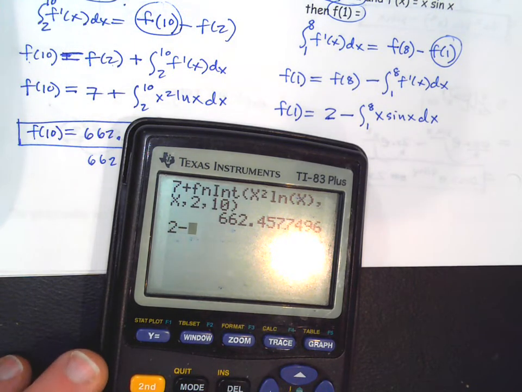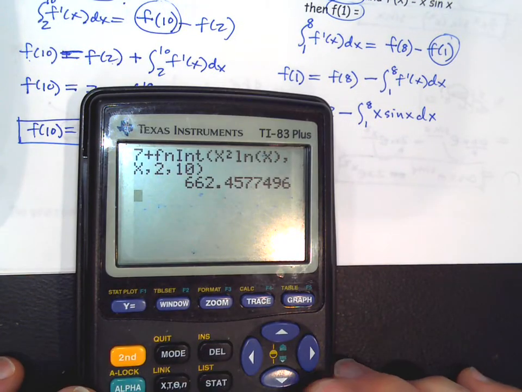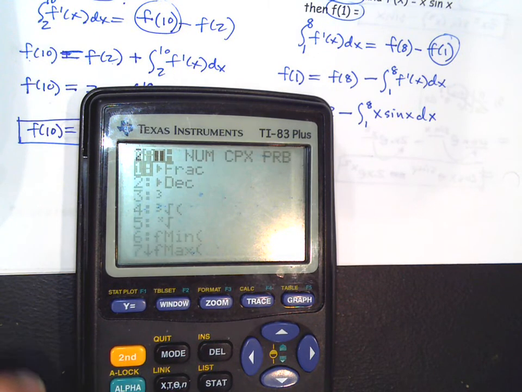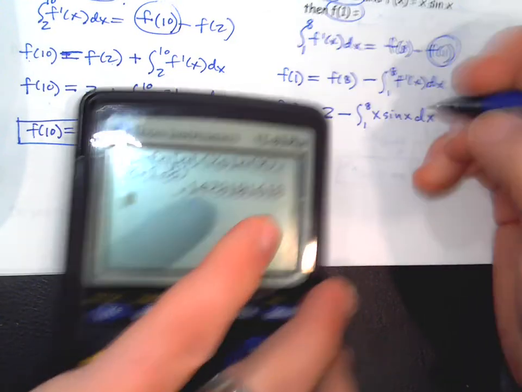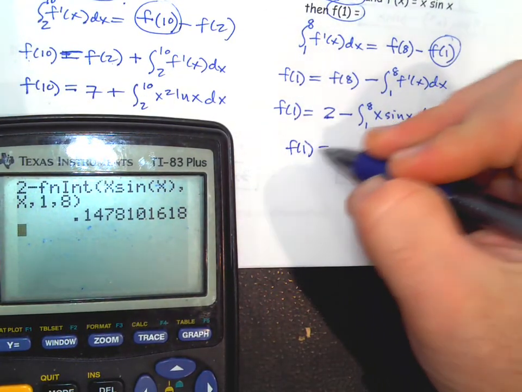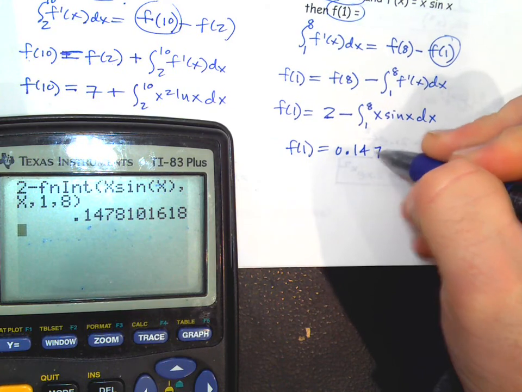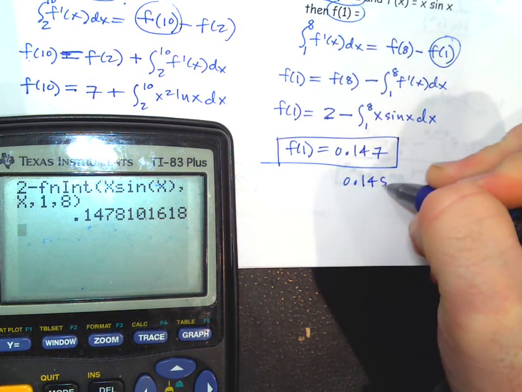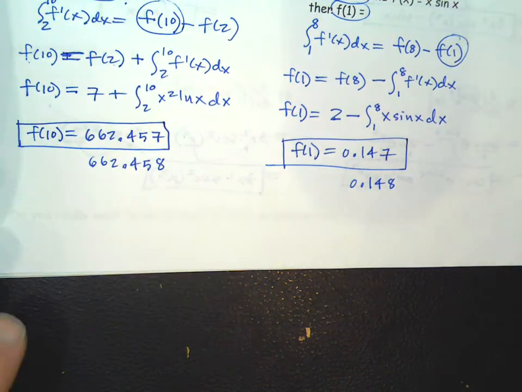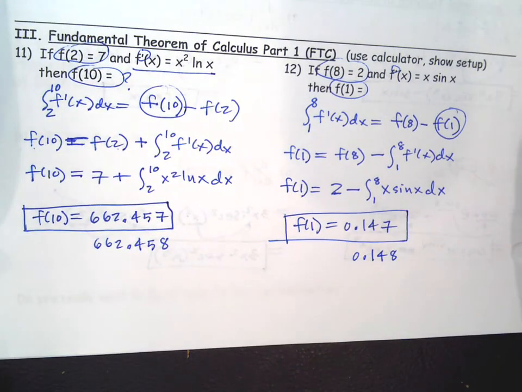2 minus 2 minus math 9, x sine x. You better be in radian mode because we've got a trig here. Comma x, comma 1, comma 8. Done. f of 1 is 0.147, 3 decimal places, truncated. Or if you really want to round it, that's what you get. That's it. This was kind of a quicker assignment, I would say.